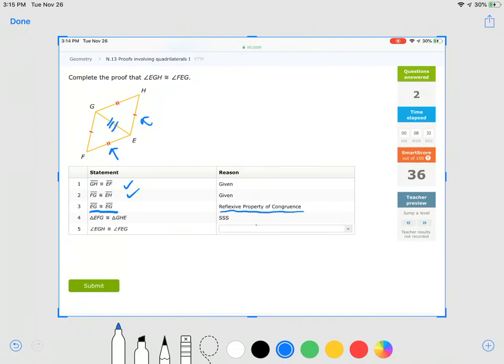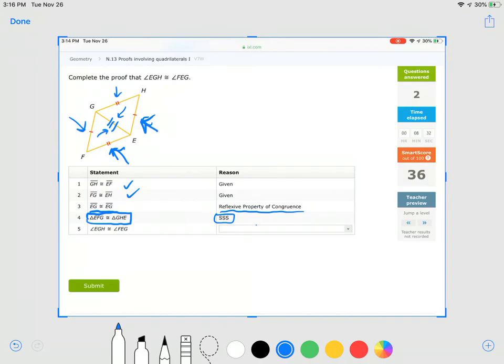And that's called the reflexive property of congruence. And then we have side, side, side. Now they're claiming that the two triangles are congruent to each other by the side, side, side theorem, which is true because we have this side and this side congruent to this side and this side.